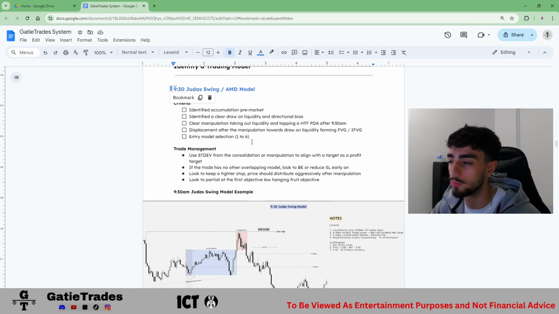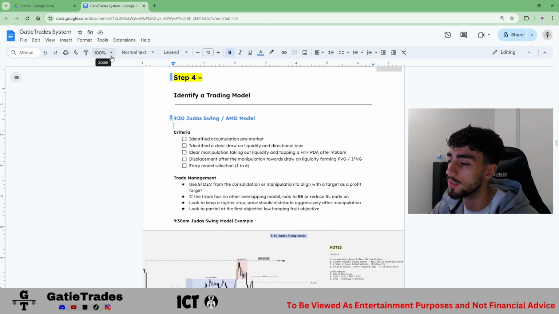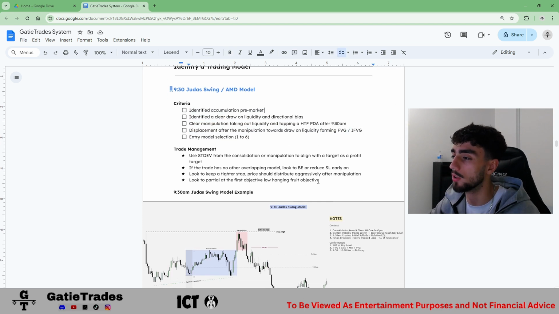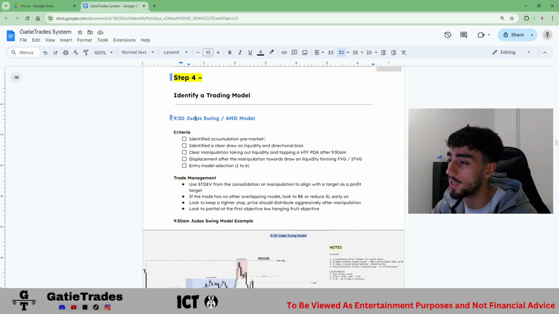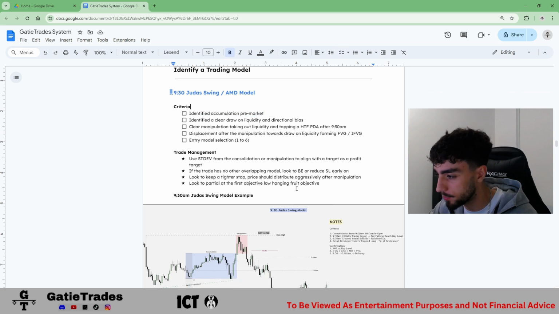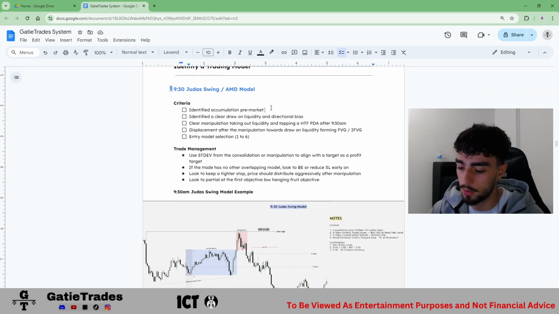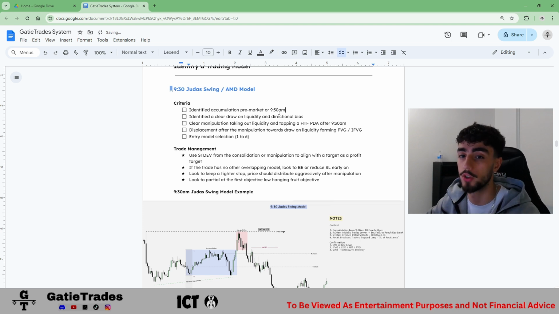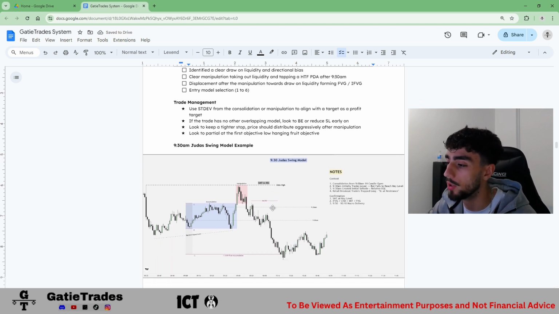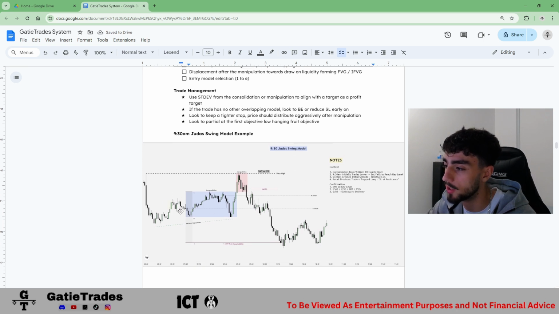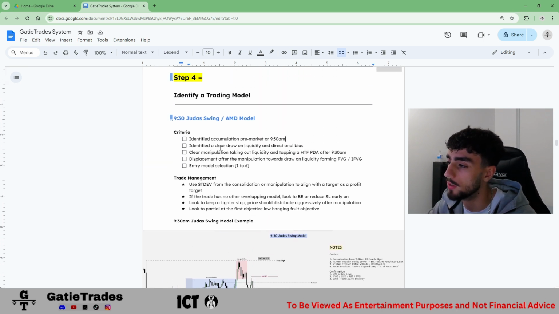Now, as I talk to you about this PDF and what's inside here, just know that these models are very specific to me. You can always adjust how you like to. So the criteria for my 930 Judas swing / AMD model: the first thing is I need to identify accumulation pre-market. Pre-market or 930, I forgot to include this. So the accumulation can begin at 930, and can also begin in the pre-market. Just a quick example, you can see the accumulation here, and then we'll continue.